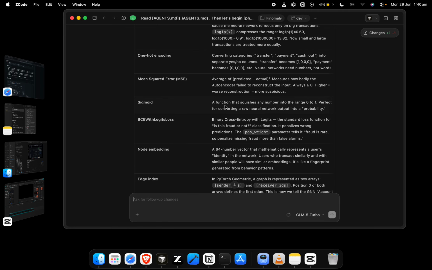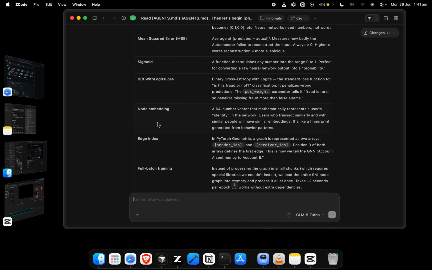Sigmoid, this is a function that squishes any number into the 0 to 1 range, perfect for converting a raw neural network output into a probability. BCE with logits loss, this is binary cross entropy with logits. This is the standard loss function for is this a fraud or not classification. It penalizes the wrong prediction. The pos weight parameter tells it fraud is rare, so penalize missing fraud more than false alarms.